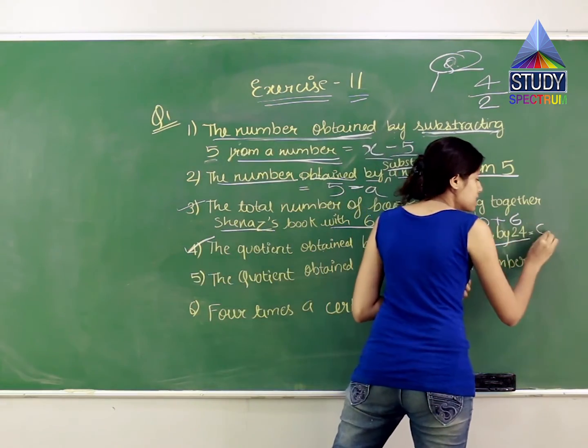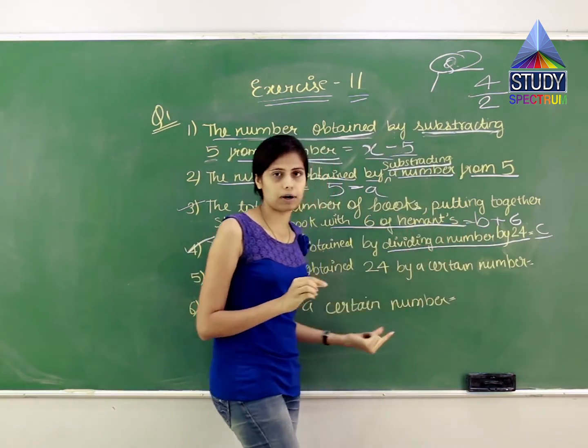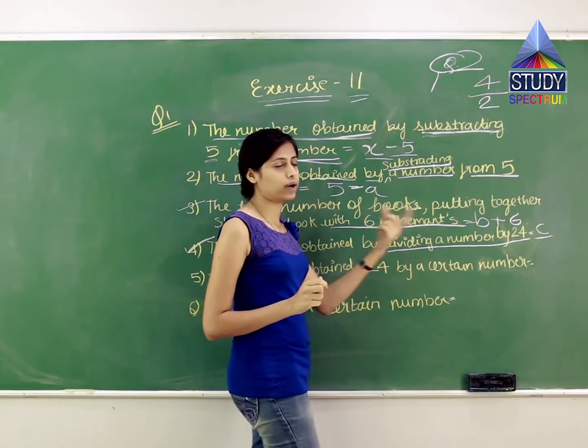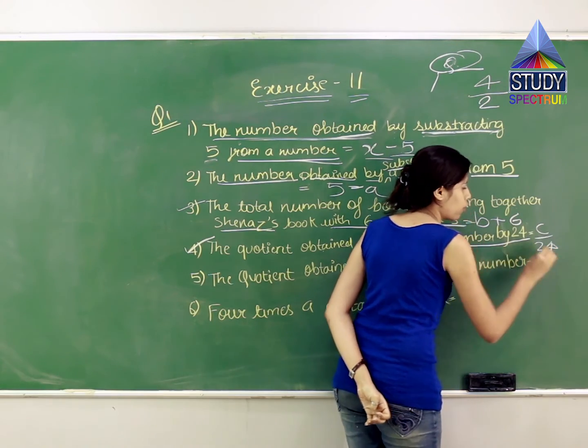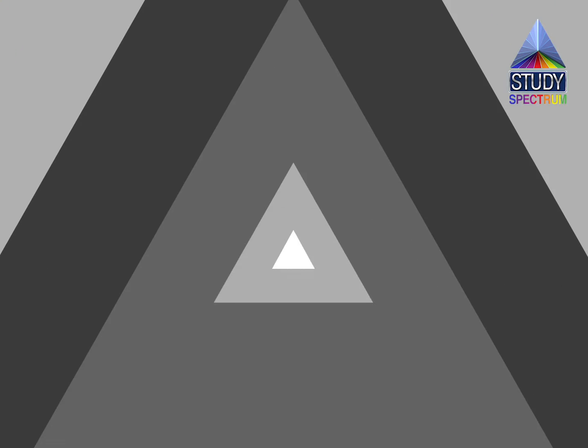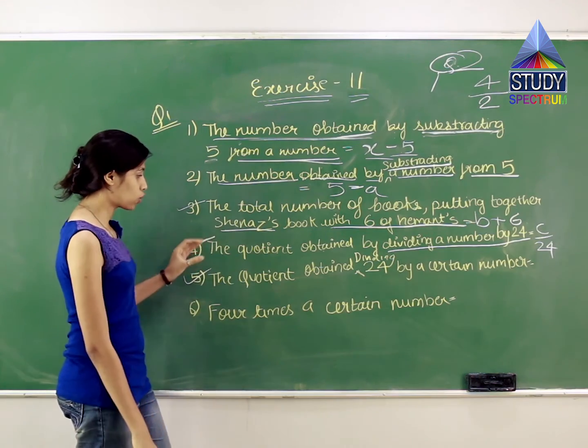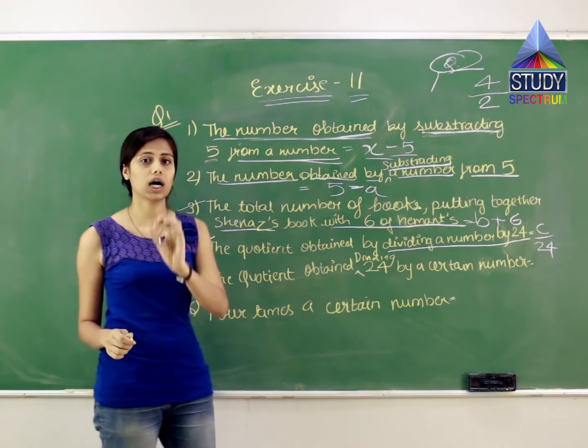Let the number be C. By dividing a number which is C by 24, it means that in the denominator you will have 24. The quotient means what? They are telling you an answer.